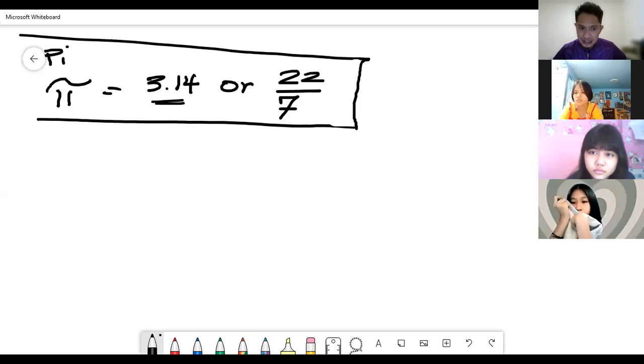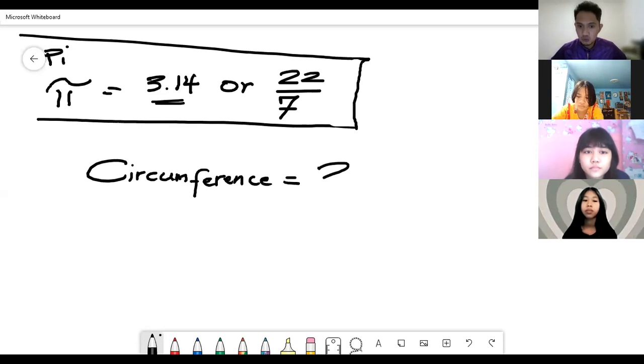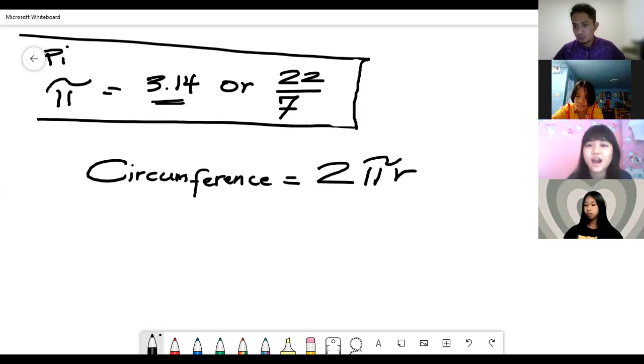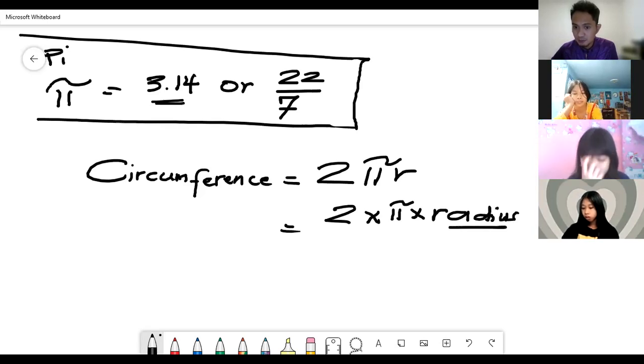And the circumference, you write C. Because we have area, you need to remember, circumference of a circle is equal to 2 pi r. Okay, that is the circumference of the circle. That is equal to 2 times pi times r. What is r? Radius. Okay, so this is very important.